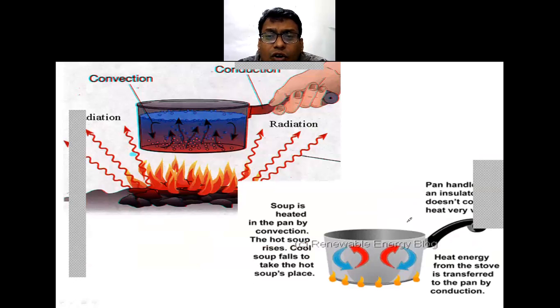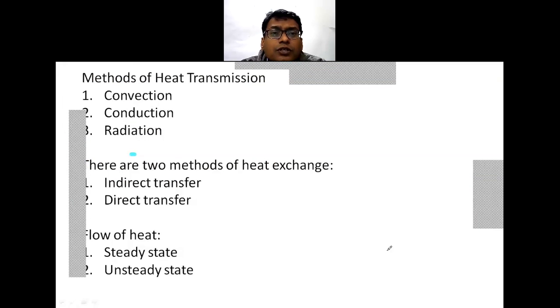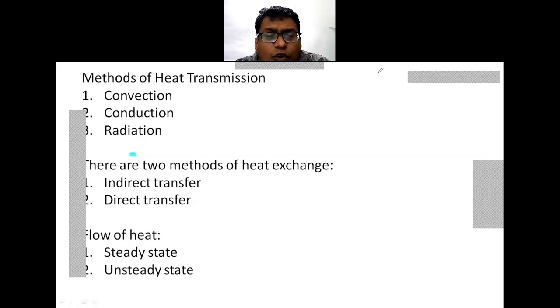Here also you can see all three modes of heat transfer, that is conduction, convection and radiation. As well as in this pan you can see the three modes. So the methods of heat transmission are convection, conduction and radiation. There are two methods of heat exchange, the indirect transfer and direct transfer, and the flow of heat is either steady state flow or unsteady state flow.